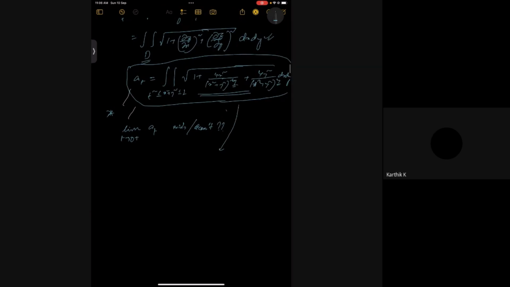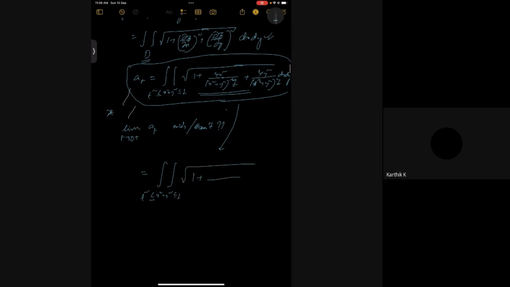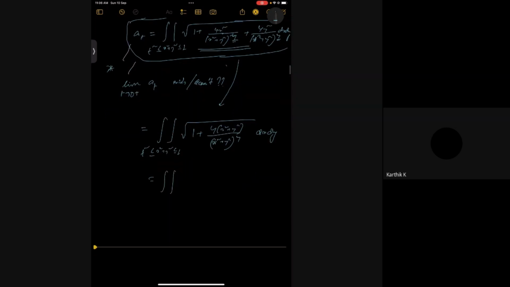So how do we do this? With x squared plus y squared lying between t squared and 1, the area is the double integral of the square root of 1 plus 4 times (x squared plus y squared) cubed, dx dy, over the region between t squared and 1. This is our A(t).